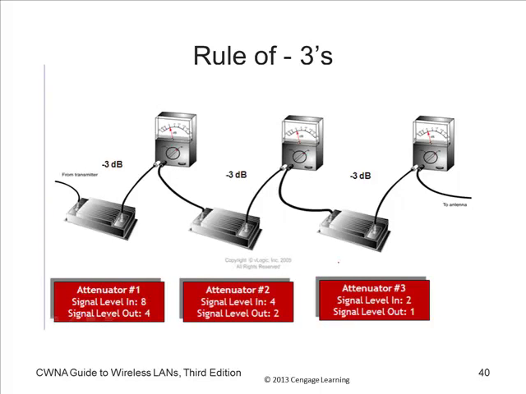In this one, they started out with a signal level in of 8, so we didn't have to get into really small numbers. And then we have a minus 3 dB, we get a signal level out of 4, and into the next one of 4, and then we have it again out of 2, and then with a minus 3 dB, we get a signal level out.